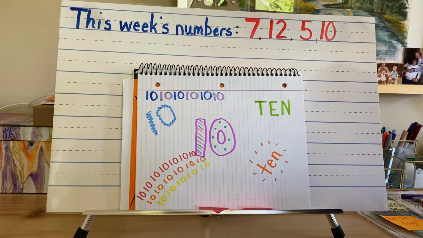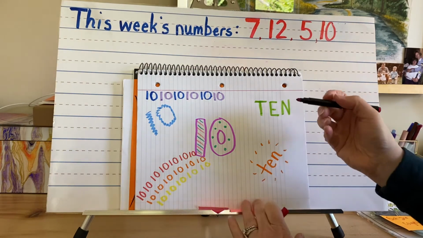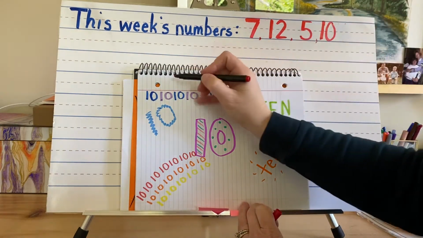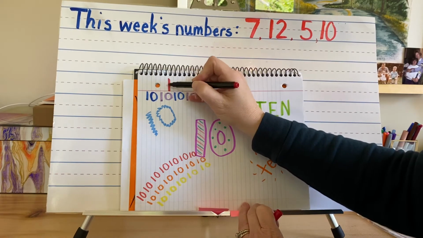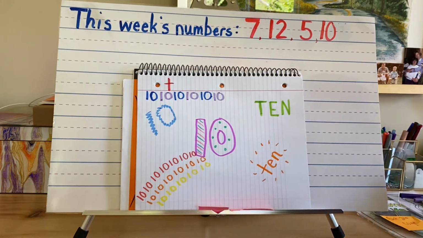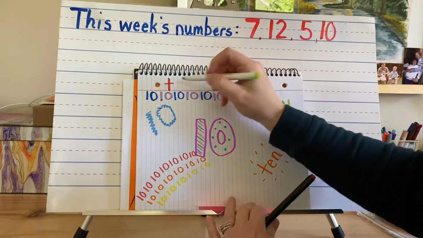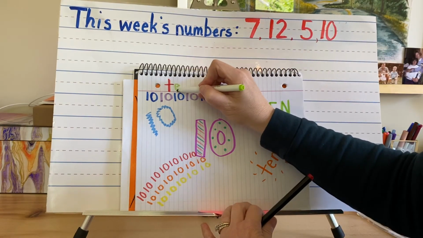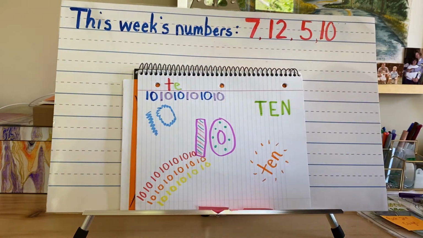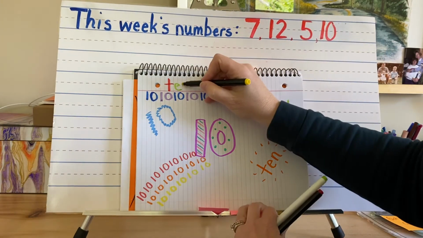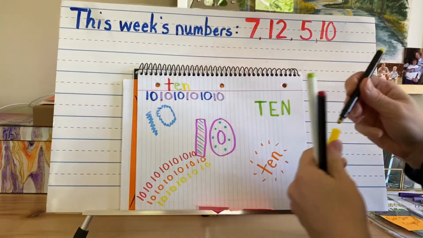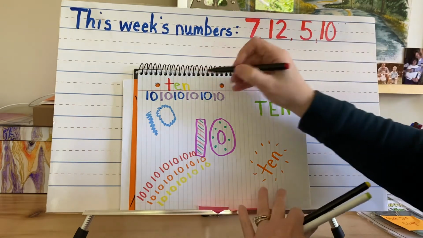And then I could also make different colored letters with my markers. I want to write 10 again. So maybe I'll do it up here. T in red. And then I make a green E. 10, and then a yellow N. Ooh, I'm going to continue that pattern. I think that looks fun.